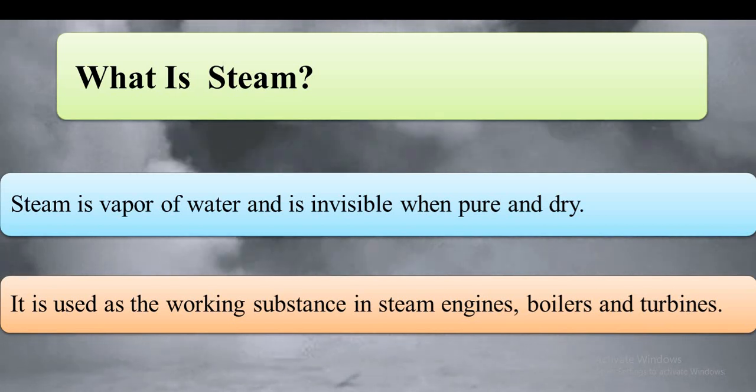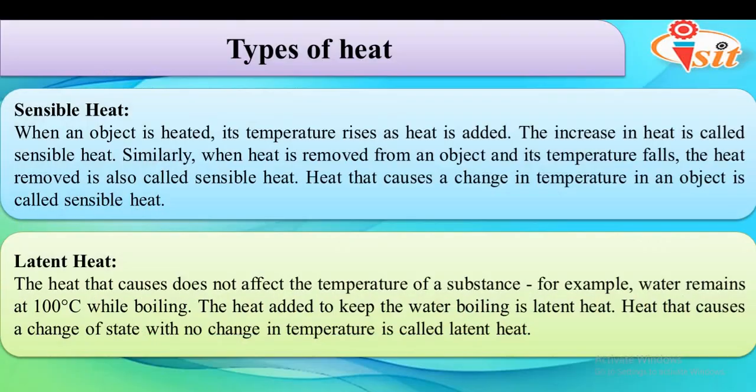Again, steam is utilized in sugar factories while manufacturing sugar. Again, in various industries such as the food industry and textile industry, steam has many applications. So now we will see what the different types of heat are, because before studying how steam formation takes place, it is necessary to understand these two concepts, that is sensible heat and latent heat.